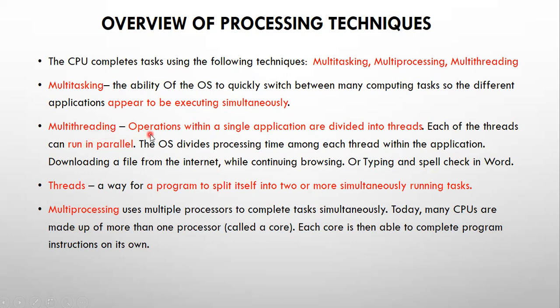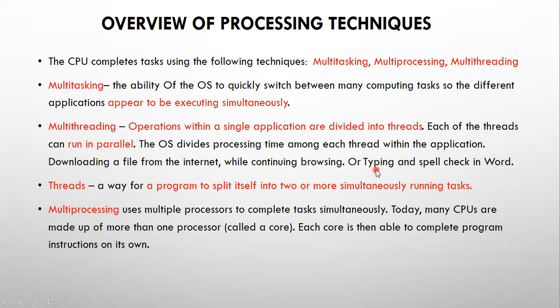Multithreading. Operations within a single application can be divided into threads. So what's a thread? A thread is a way for a program to split itself into two or more simultaneously running tasks. An example of that is when you're downloading a file from the internet using your web browser, but you're continuing browsing. So you're doing two tasks: you're downloading and you're browsing. Each one is a thread. Downloading is a thread and browsing is a thread. That's through one application, your web browser.